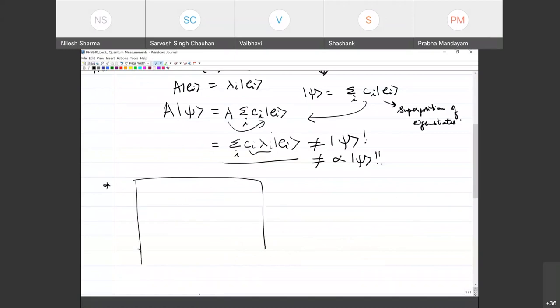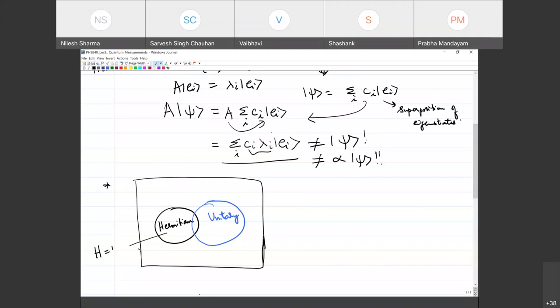This is a cartoon picture of the set of all operators on a Hilbert space, or on a linear vector space with an inner product. Now, we have discussed two classes. One is Hermitian, and another, which I'm going to draw as an intersecting figure, is unitary. These are two different classes of operators. Hermitian operators have the property that H is the same as H dagger. Unitary operators have the property that U U dagger equals U dagger U equals identity.